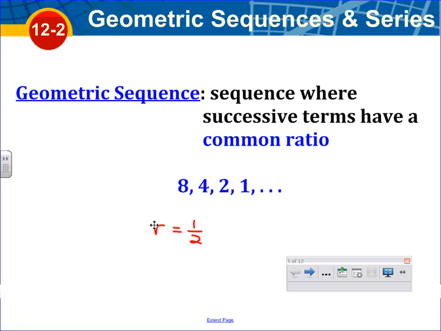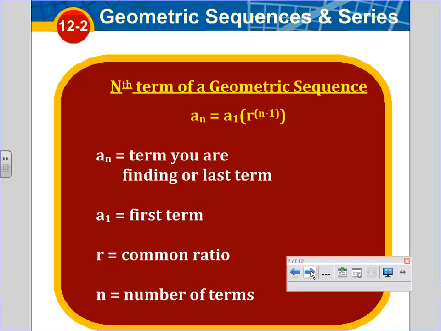All right, so just like last section, we had some formulas. Same idea here. We're going to have some formulas with the geometric sequences. So here's the deal. a sub n is going to equal a sub 1 times r to the n minus 1 power. So that's your formula. a sub n is still the last term, or the term that you're finding. a sub 1 is the first term. r is your common ratio, whatever you're multiplying by to get from one term to the next. And then n is the position of that last or given term that you're looking for. So you do need to know that formula.